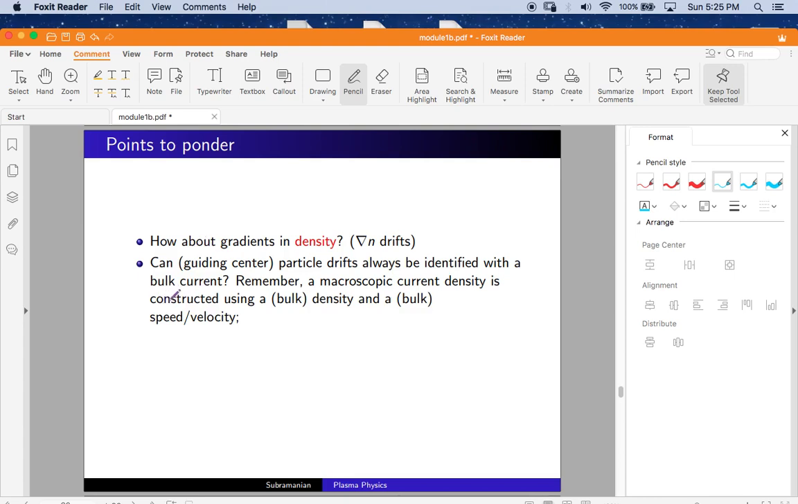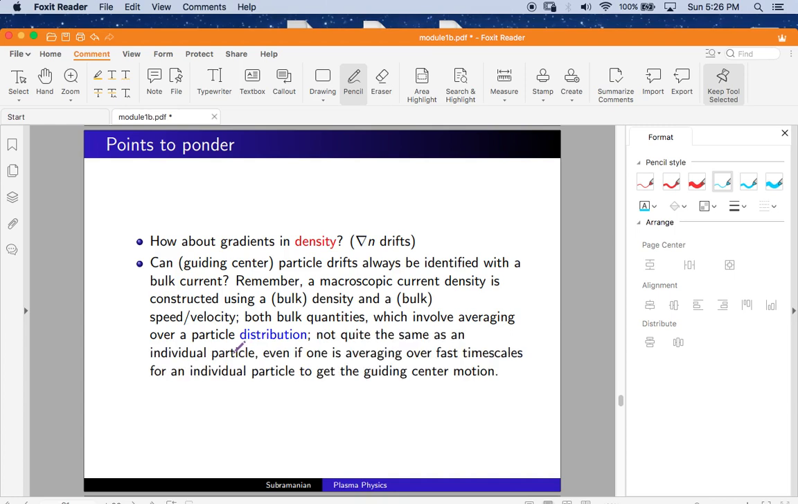Now remember, in thinking about it, I would like you to keep in mind that a macroscopic current density is constructed using a bulk density and a bulk speed or velocity, both bulk quantities which involve averaging over a particle distribution, not just from a single particle. All right, so please keep this firmly in mind. It's not quite the same as an individual particle, even if one is averaging over fast time scales for an individual particle to get the guiding center motion. That is still an individual. The guiding center motion is still for one particle.